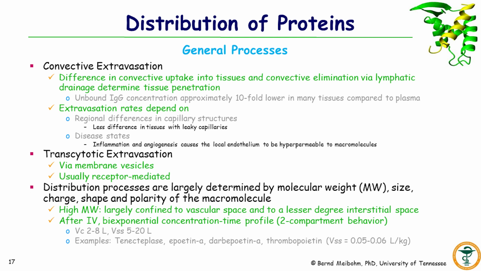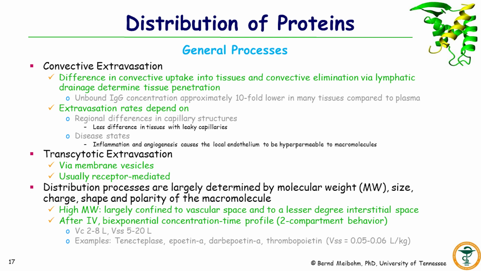So what is then the typical pharmacokinetic behavior after intravenous administration? You usually get a biexponential concentration time profile where the central volume of distribution is equal to or only slightly larger than the plasma volume, so 2 to 8 liters, and the overall volume of distribution remains limited for many therapeutic proteins in the range between 5 to 20 liters.